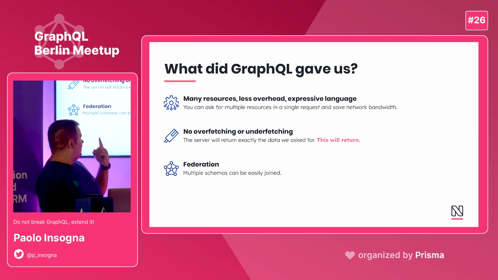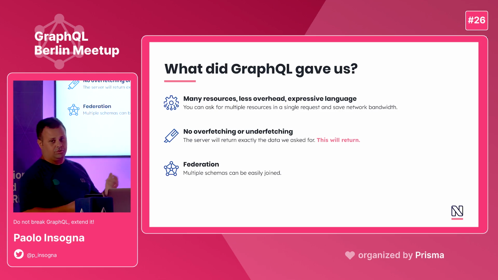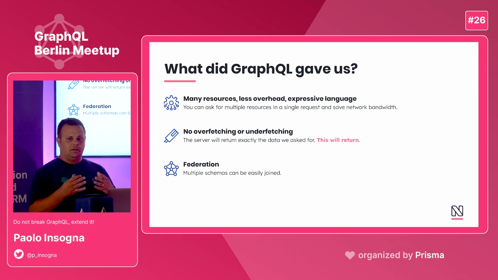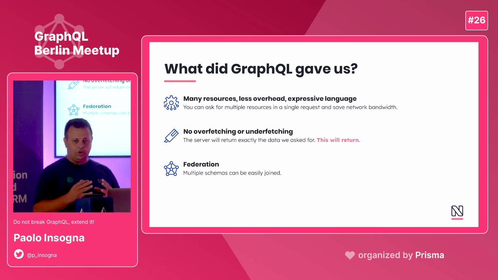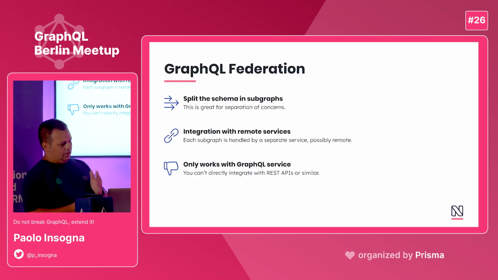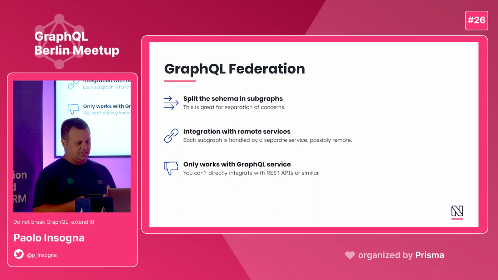And one nice thing that we have is federation, or stitching, which is the opposite operation, right? In which we can join multiple schemas, or we can split a schema into two different services. And this is great for separation of concerns. The idea behind GraphQL Federation is that we split the schema in subgraphs, and so each service is just responsible for one area of the graph, and we obviously can integrate with either local or remote services.